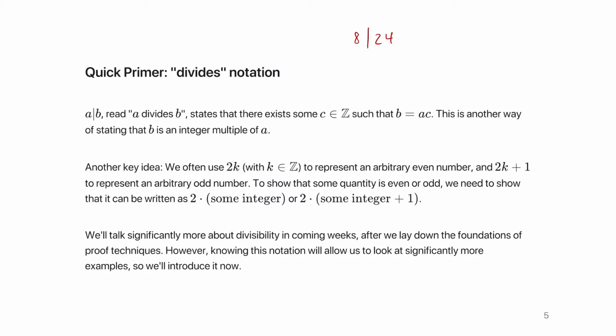Is that clear? But I could not say 5 divides 24 because there's no integer that I multiply by 5 that will give me 24. So in this case, I would say 5 does not divide 24. Is that clear? So A divides B means there's some integer that I can multiply A by to give me B. Notice we said integer, not necessarily natural number, right? So these could be negative integers as well. Okay, so we'll use that heavily today.